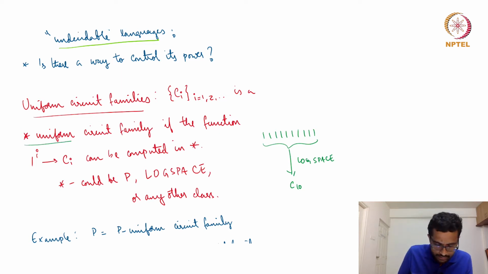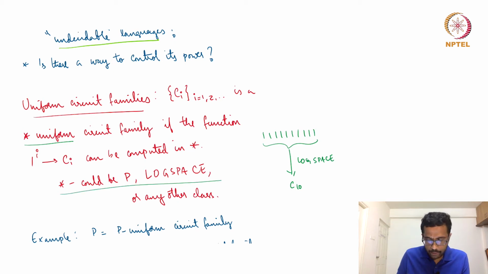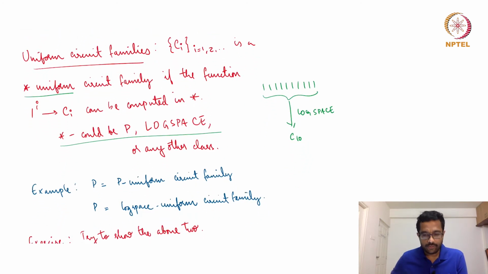I am just writing star uniform, where star can be replaced with any bounded computational power class like P or log space or something else. It should take as input a unary representation of the input length and output the description of the circuit. Any circuit can be described by saying how many gates there are, what the gate types are, where the inputs come from, and so on, so basically implicitly describing the graph. This is what is called uniform circuit families.